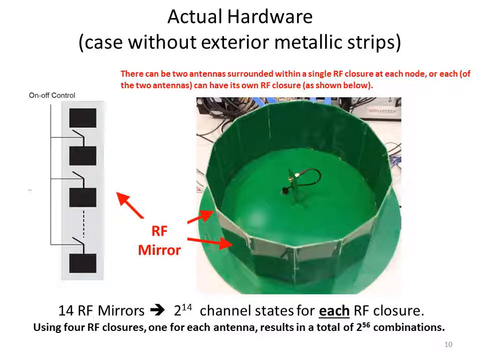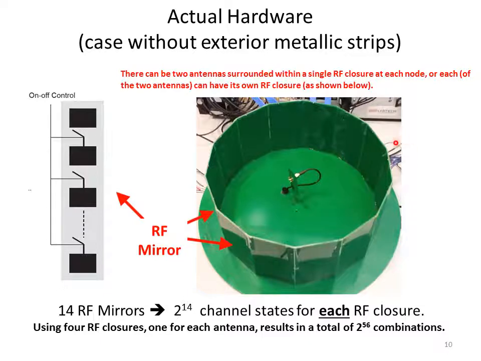This is essentially what I call an RF closure. It's a new design. It has not been reported in the literature. It's composed of walls. It has in particular 14 walls. Each wall, for example this one, has a piece that is solid metal on a PCB, and these small dots that you see are pin diodes.